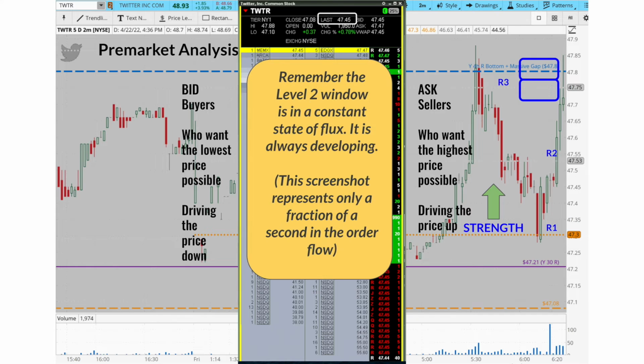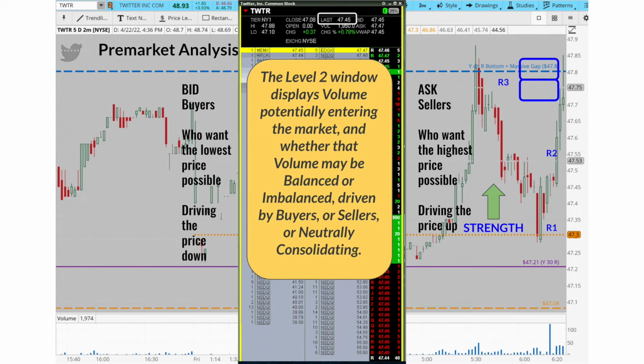Okay. So remember, the level 2 is in a constant state of flux. It's always developing. This screenshot represents only a fraction of a second in the order flow. Level 2 displays volume potentially entering the market, and whether that volume may be balanced or imbalanced, driven by buyers or sellers, or neutrally consolidating. So that's very important. The whole point behind looking at this is we're looking for imbalance. If the level 2 is balanced, then we're either in consolidation, distribution, or accumulation, and we're not really going anywhere. We're looking for imbalance, where all of a sudden either all the sellers or all the buyers are taking control and the price is driving up or sinking down.